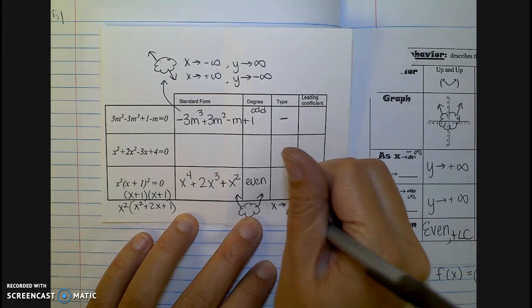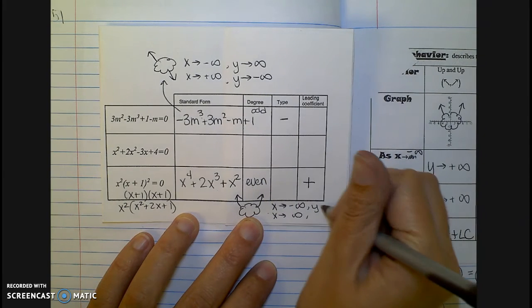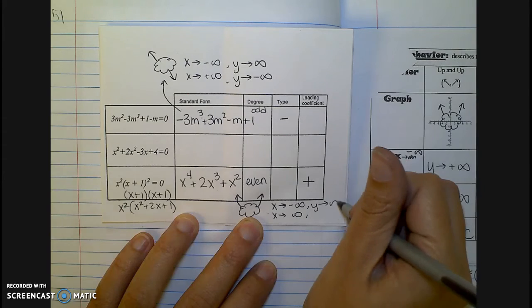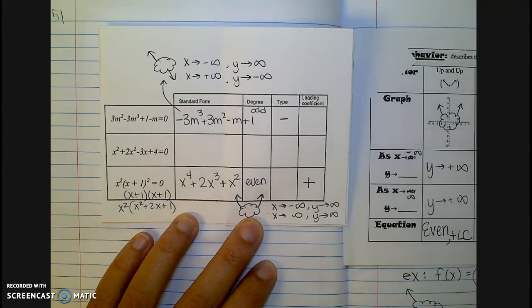I'm always going to do x to negative infinity, x to positive infinity. I only have to think about y. So y is going up, so positive, and ending up, so positive. Hopefully that helps.